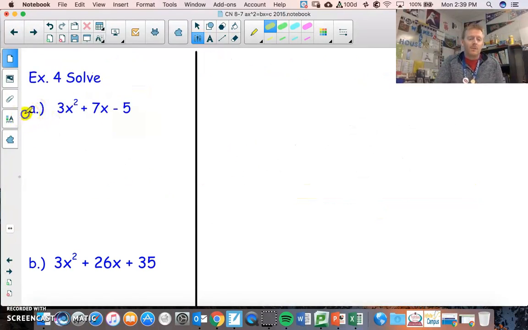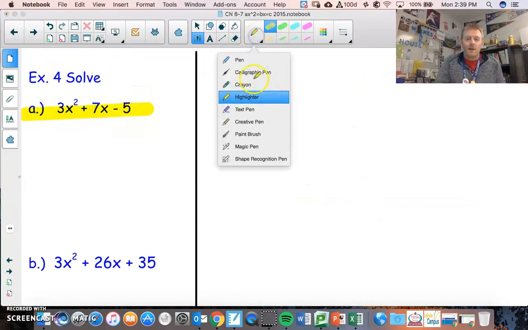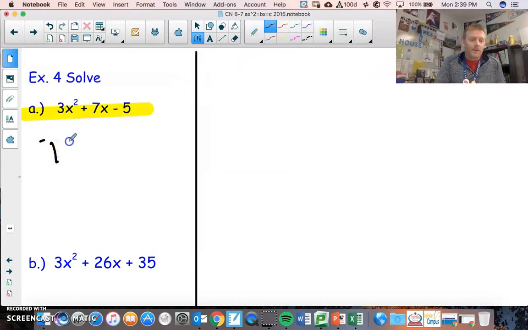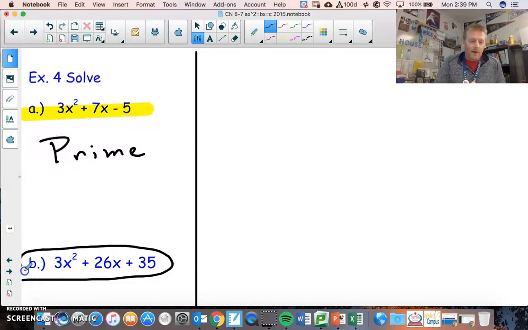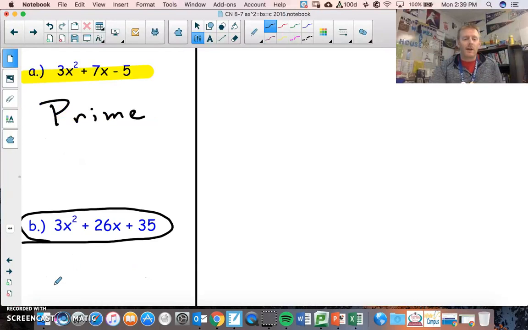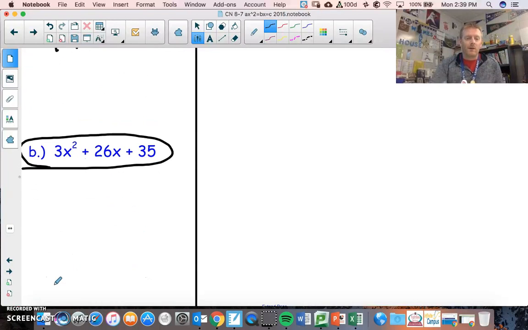Here's an example of one that's prime. And what I'm going to do is I'm going to leave you now with this one to try by yourself, and we'll talk about it first for class tomorrow. So we have a 3x squared plus 26x plus 35. You're going to multiply your a times c and see what you can get to make 105.